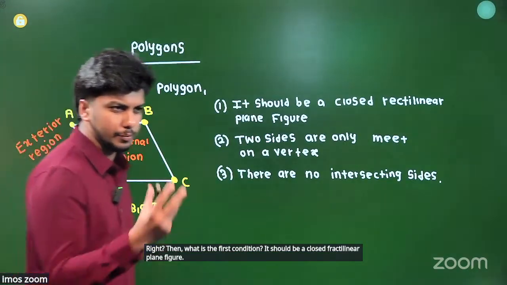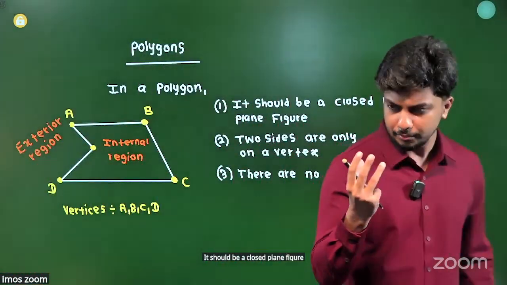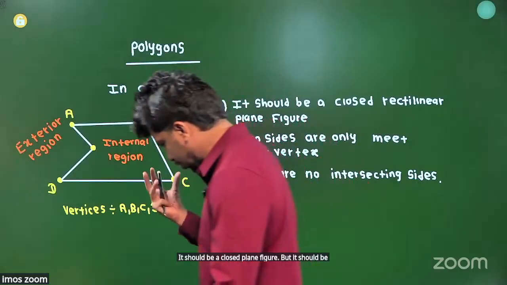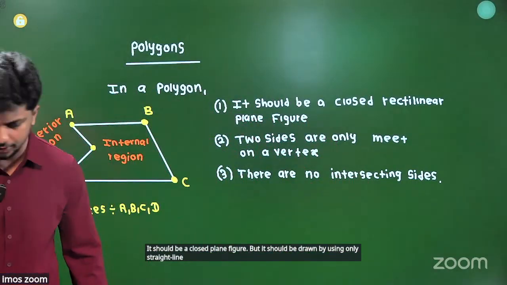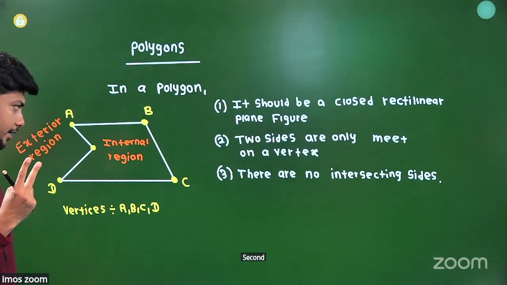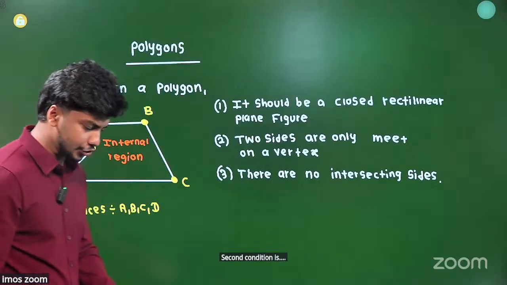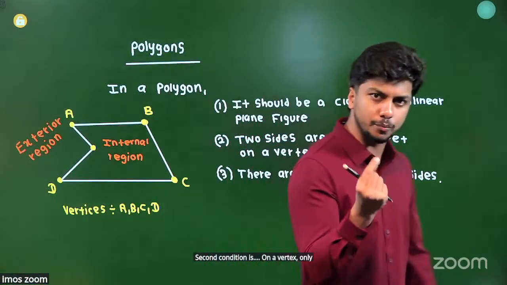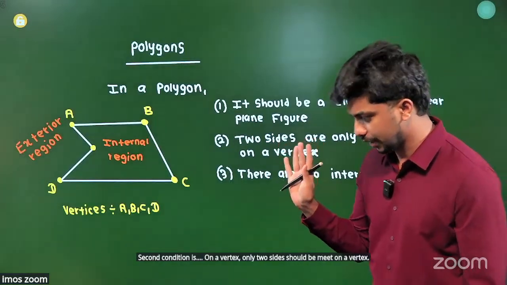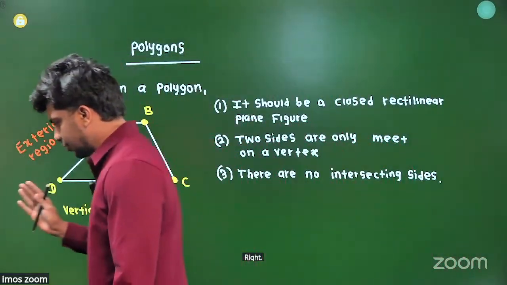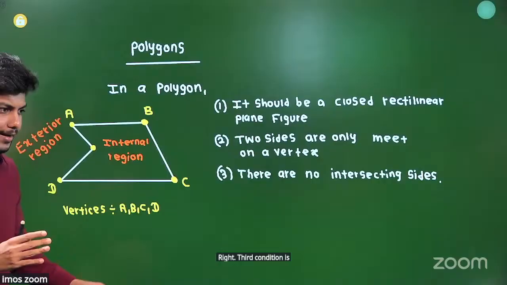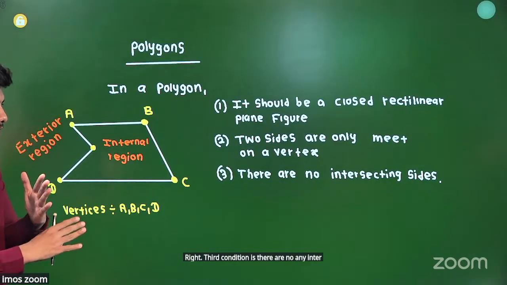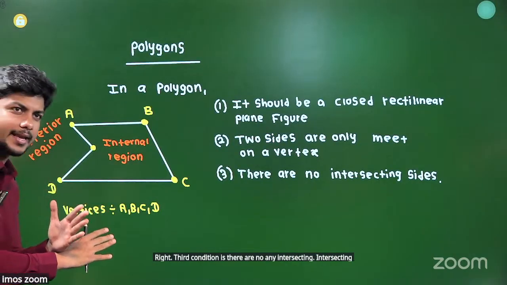It should be a closed plane figure, but it should be drawn using only straight line segments. That is the first condition. The second condition is that on a vertex, only two sides should meet. The third condition is that there are no intersecting sides. That means it cannot go like this.